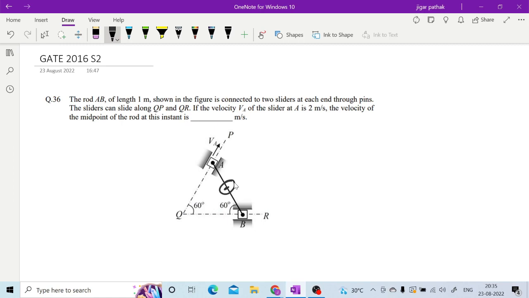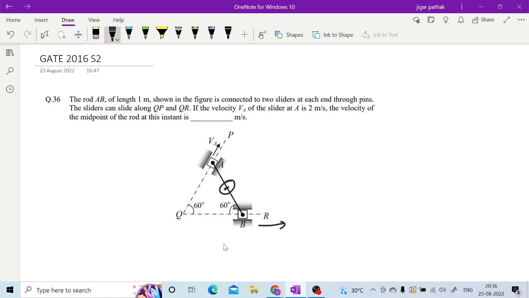Sir, is link R moving? Both sliders are moving only. The direction vector is not mentioned. Direction, I guess. Here for A it is mentioned. For A, it is like this only. Right? For A, it is already mentioned. Sir, it's going to be 2 meter per second.